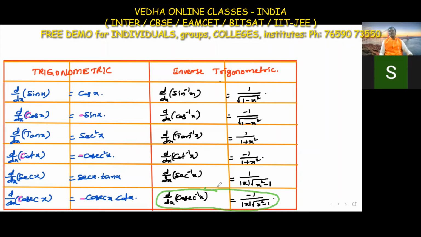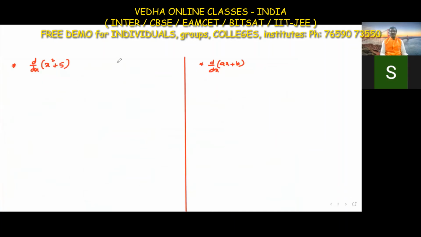Yes. Okay. So these are the formula. So in the trigonometry, these are the trigonometric formula and inverse trigonometric formula. So we'll discuss few questions. Okay. So I took out these questions from the. Okay. So these are part of the questions. Okay. So now we'll discuss the basic problems on the differentiation. Okay. So d by dx of x square plus 5.